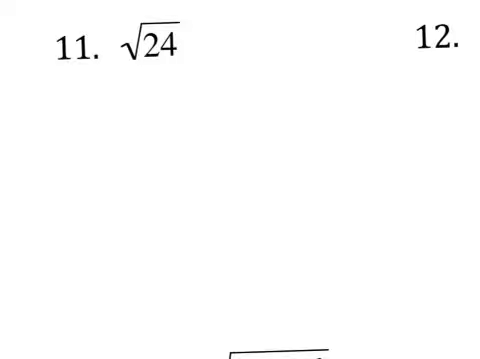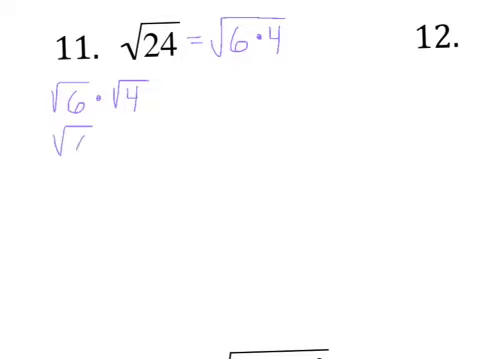Let's try doing the same method with the square root of 24. I know the square root of 24, we can break that up as 6 times 4. So that would be the square root of 6 times the square root of 4. We know the square root of 4 is 2, but we can't take the square root of 6. So it looks like our final answer is 2 root 6.